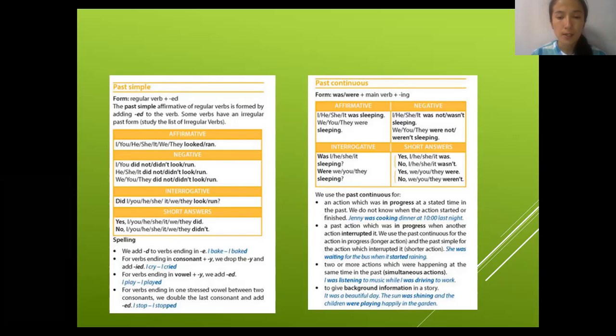We use the past continuous for an action which was in progress at a stated time in the past. We don't know when the action started or finished. A past action which was in progress when another action interrupted it. Two or more actions which were happening at the same time in the past. To give background information in a story.